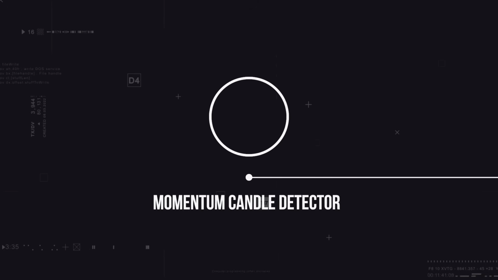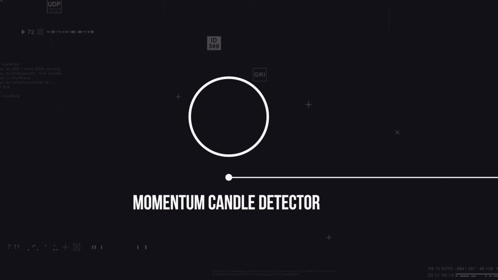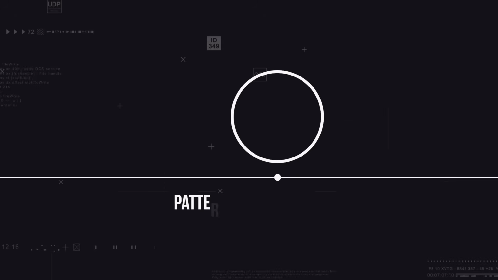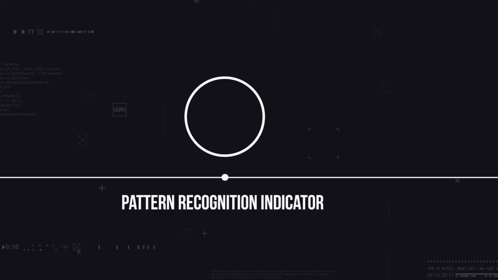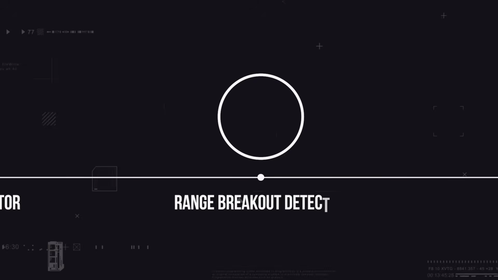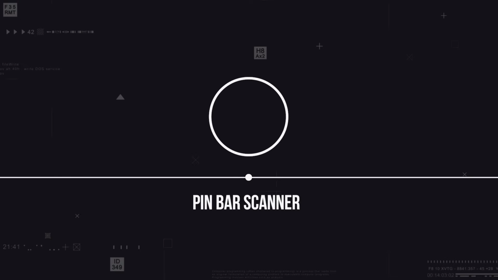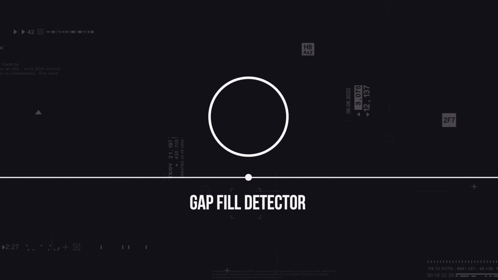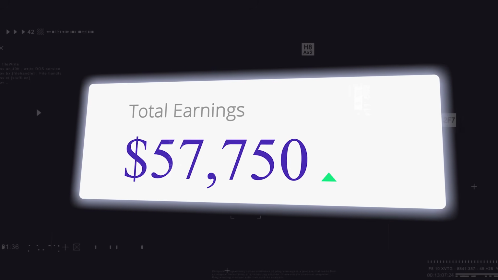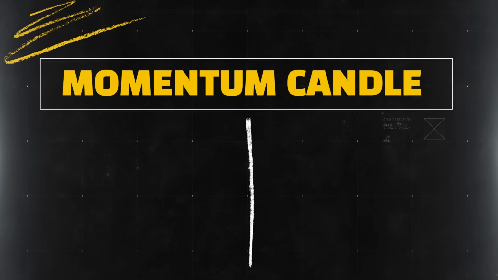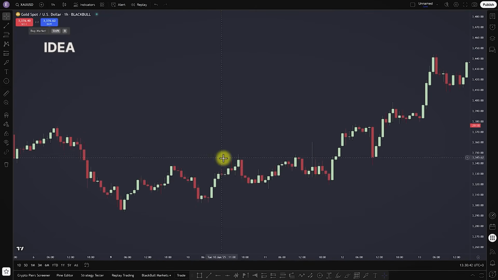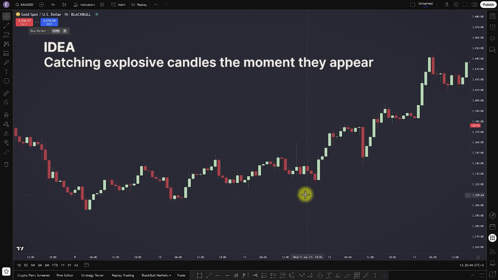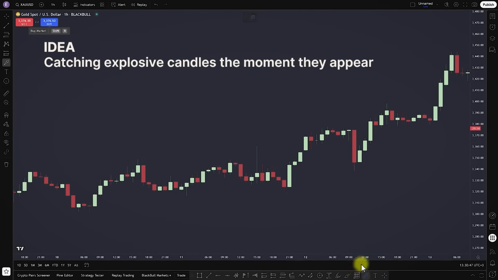Here's your exact path today. We'll use AI to create a momentum candle detector that catches explosive moves. Then we'll make a pattern recognition indicator that highlights reversal trades. Then a custom 5-minute range breakout detector. Then a pin bar scanner and a gap fill detector, perfect for day traders and scalpers. So I had this idea for catching explosive candles the moment they appear. No lag, no repainting, just pure momentum detection.